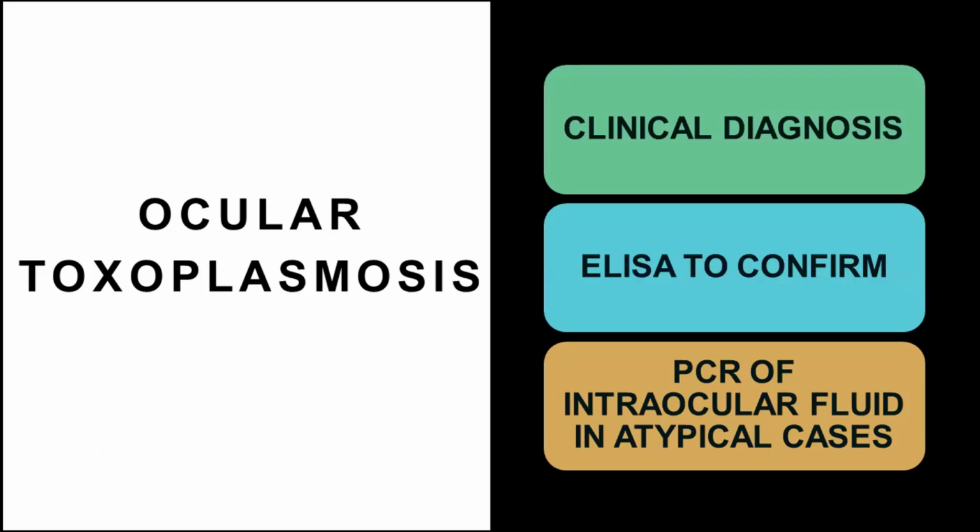Ocular toxoplasmosis is a clinical diagnosis. ELISA to confirm. PCR of the intraocular fluid is required in all atypical cases. It is not required to do PCR in all cases of toxoplasmosis. You should not do the PCR, but ELISA is a must. ELISA for the toxoplasmosis. You can do the ocular fluid analysis in case of doubt.